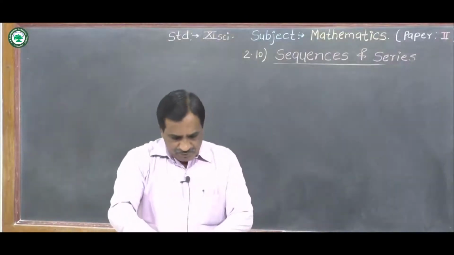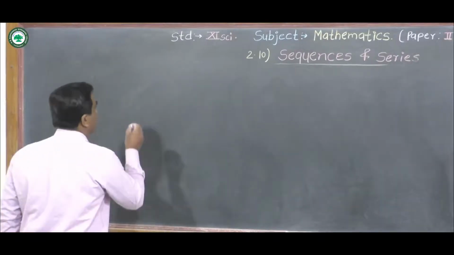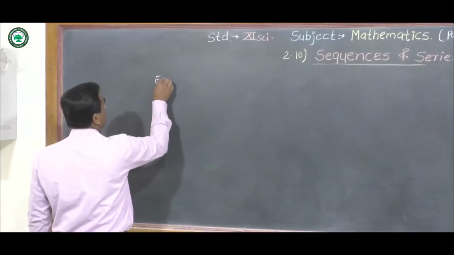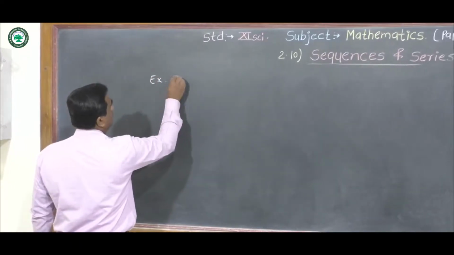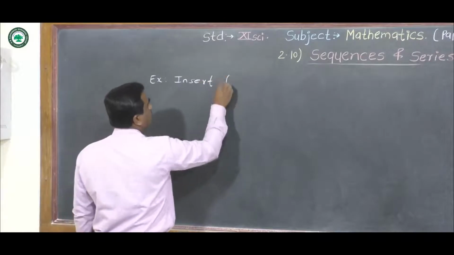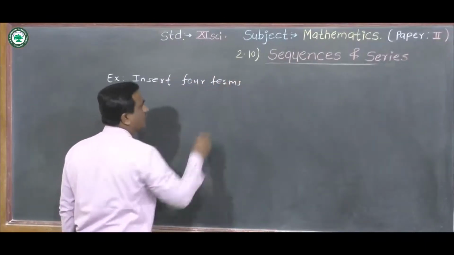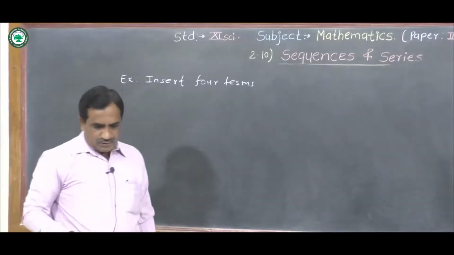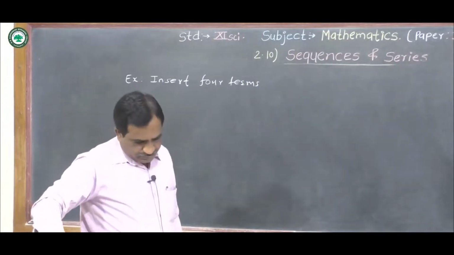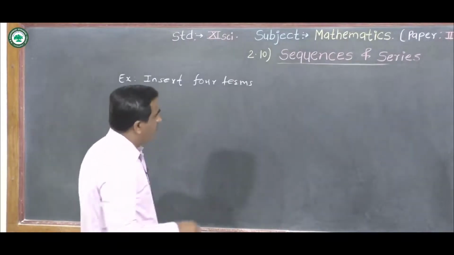Now next example, insert 4 terms between 2 and 22.